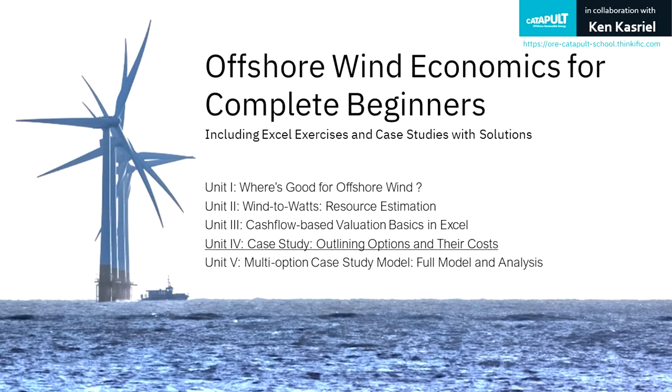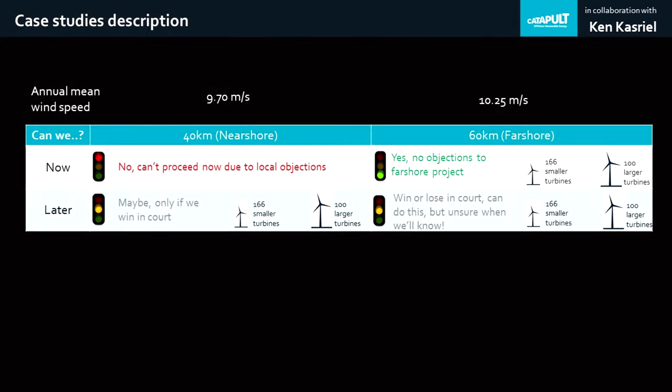Unit 4 veers away from generic economic concepts and coding with a return to offshore wind specifics. First, you'll get walked through the premises of our Unit 5 case study. For this and the other units, you can find more detail in a longer drill down video on the course's public homepage. For now, at a high level, you're a developer trying to decide which, if any, of a number of options for development off the coast of a fictitious country make economic sense.